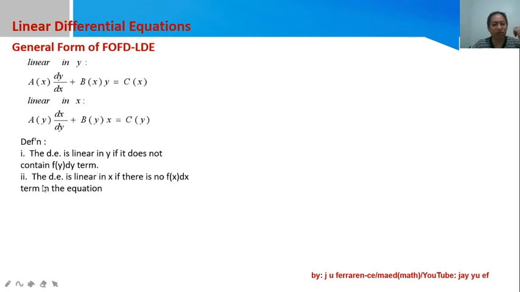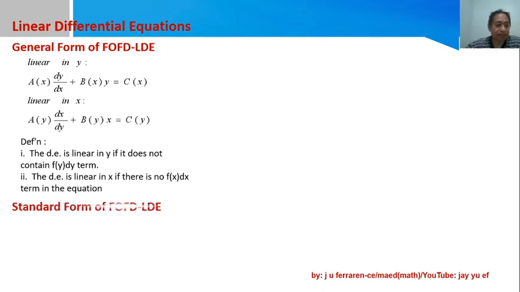Similarly, the DE is linear in x if there is no function in x multiplied with a dx, because if this is x and this is purely y, we cannot really have a term expressed as a function in x and a dx. So these are the conditions for the DE to be considered linear. Okay?